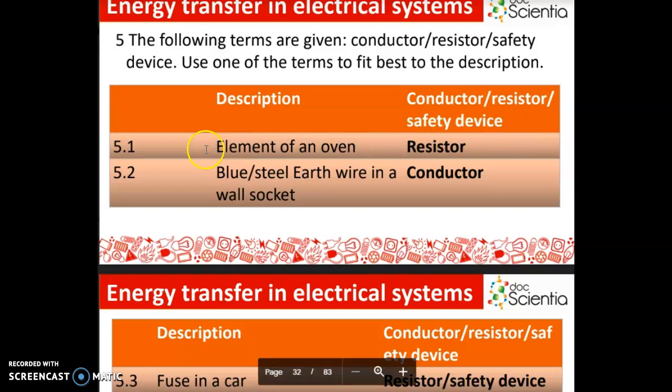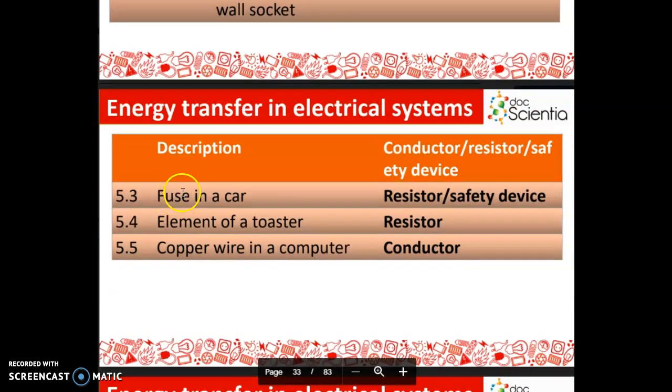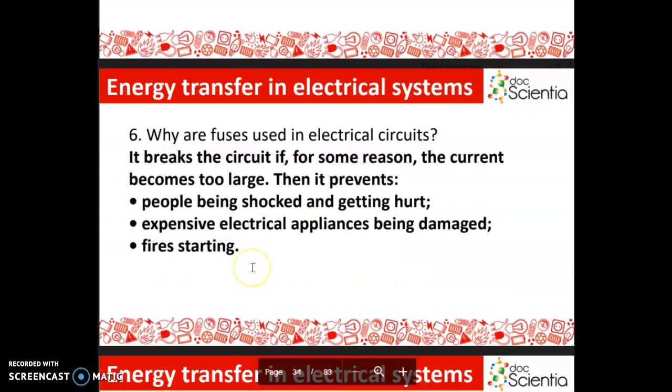It is a resistor. 5.2. A blue steel earth wire in a wall socket. That would be the conductor. 5.3. A fuse in a car. A resistor or a safety device, so that it doesn't overheat the circuit. 5.4. An element of a toaster. It's a resistor. 5.5. Copper wire in a computer. It's a conductor.